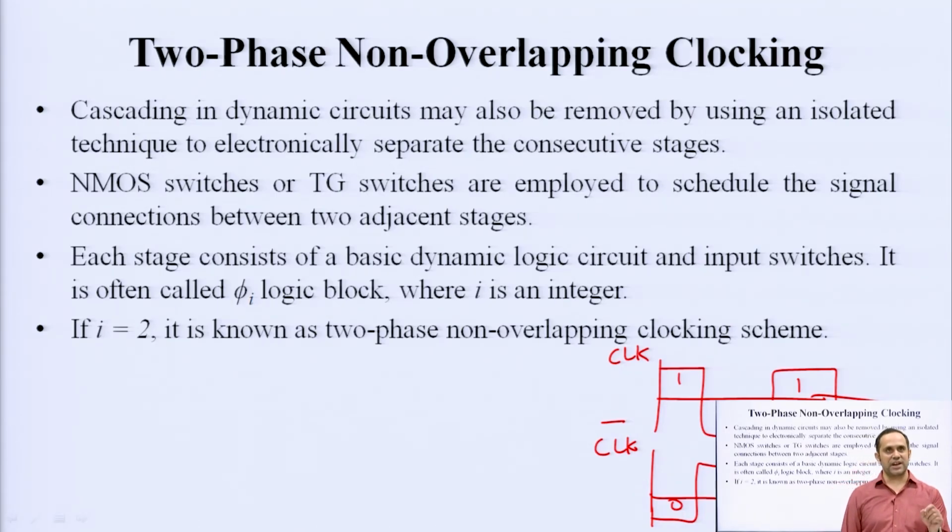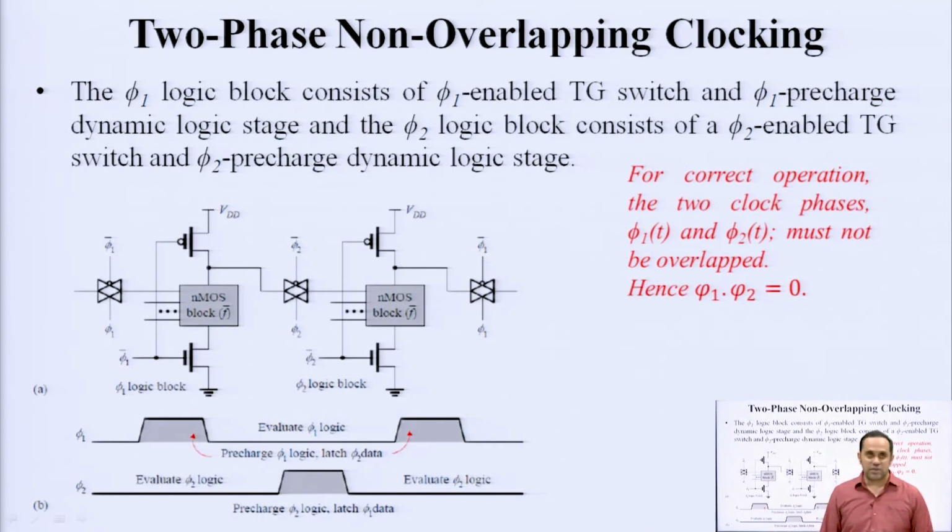Each transmission gate stage, or each stage, consists of a basic dynamic logic circuit and some input switches. Those switches are going to be from transmission gate only. It is often called phi subscript I logic, where I is an integer. If this I is equal to 2, you are looking at a two-phase non-overlapping clocking scheme. Okay. This is how this arrangement is going to work.